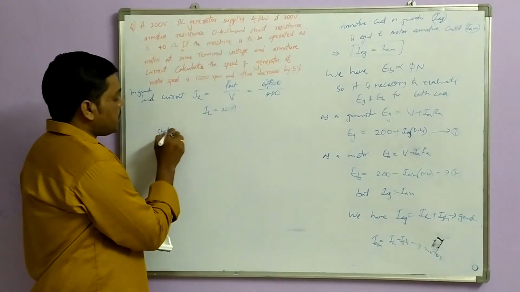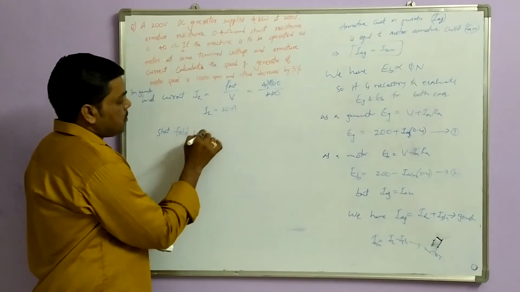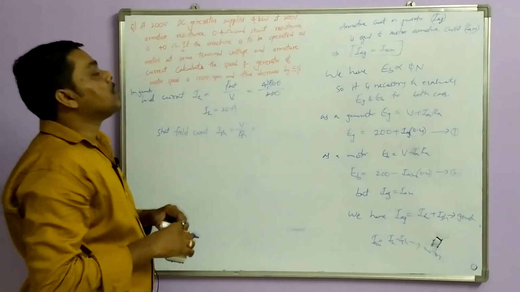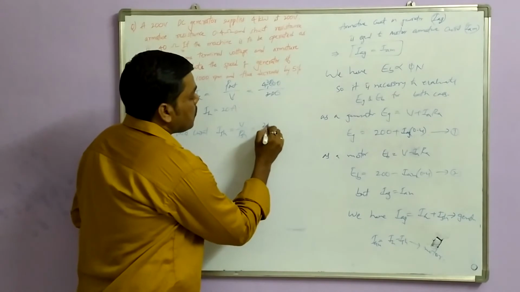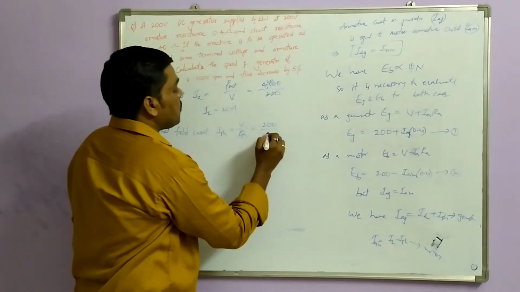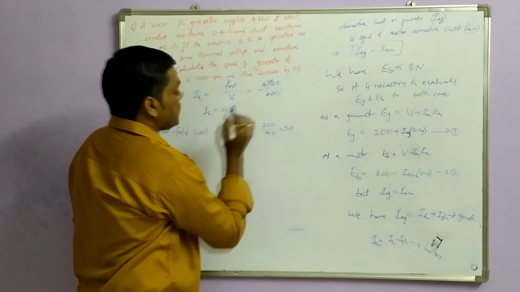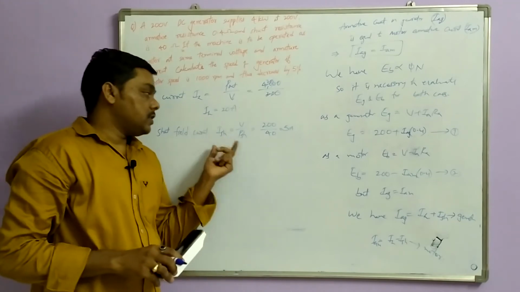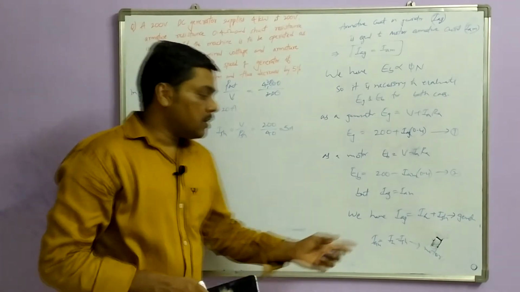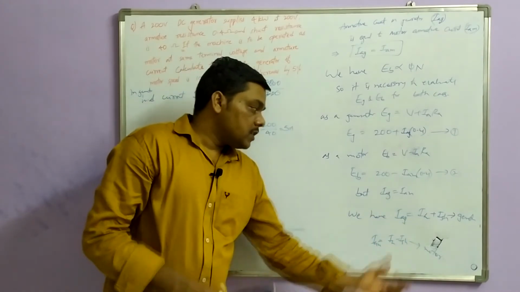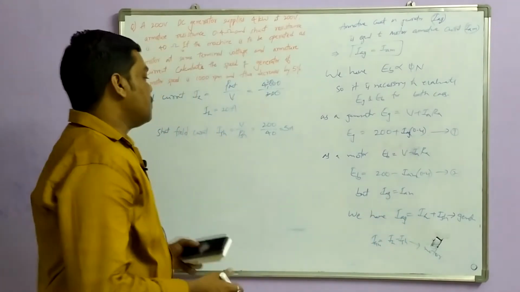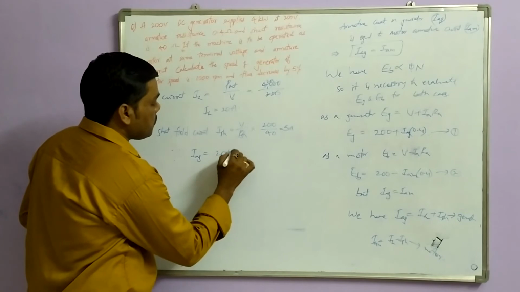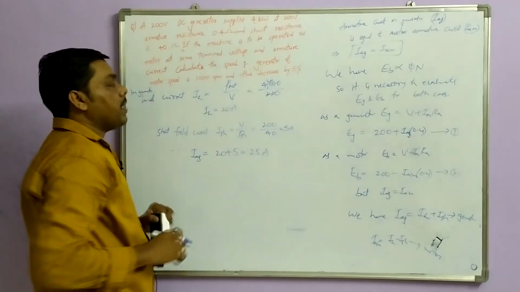Similarly, shunt field current ISH is equal to V by RSH. So V is equal to 200 and RSH is equal to 40 ohms. You will get 5 amperes. Now IL and ISH both are calculated. We can calculate the generator current as well as the motor current. So IAG is equal to 20 plus 5, 25 amperes.